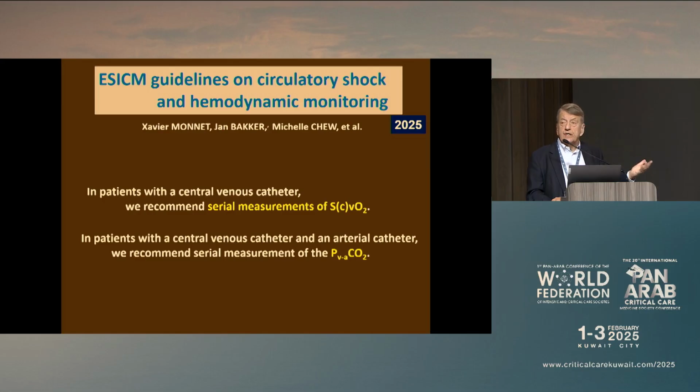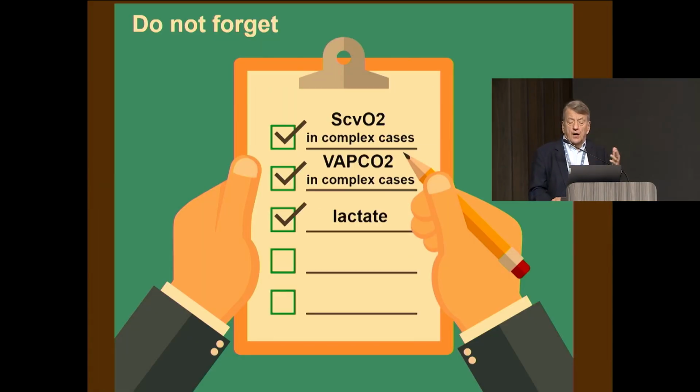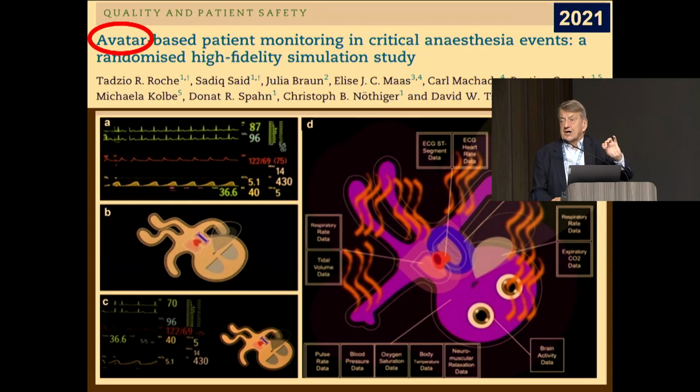And that's again what we wrote in these guidelines that will appear soon. If the patient has a central venous catheter, go ahead and give dobutamine. You could even look at the PCO2 gradients, if you like, in addition to SCVO2 to have an additional argument. So that's what I call the dobutamine challenge. And I will stop here. That's my third challenge. That could be done automatically. You can look at an avatar on the screen in the operating room.